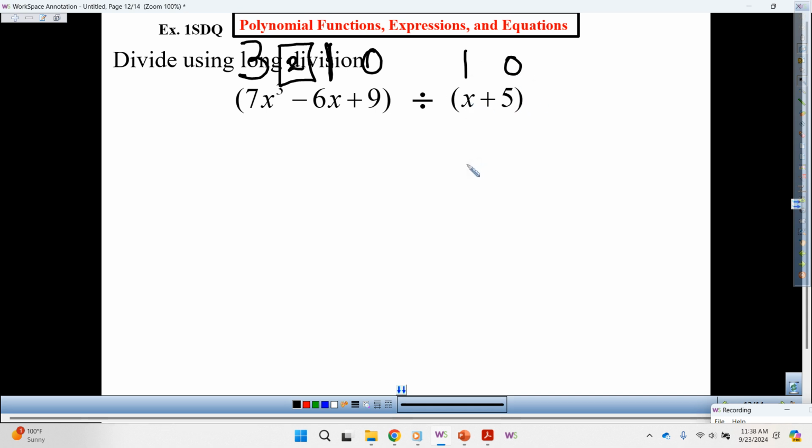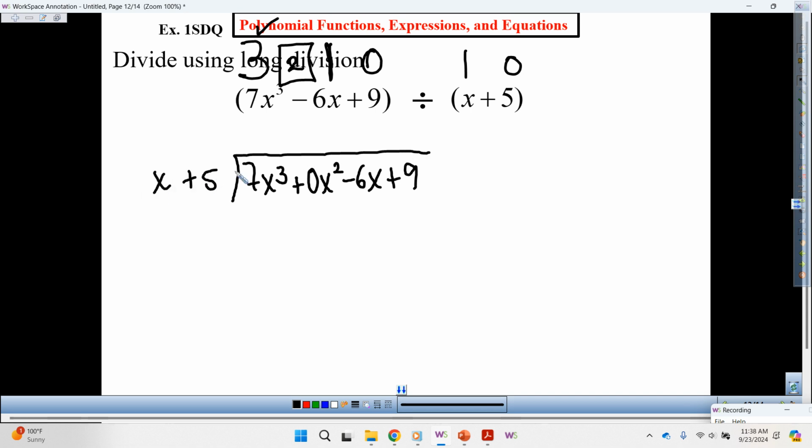Okay. Writing utensil down, look up to the screen. So I'm going to write this, but it has to be in standard form with all the degrees. Let me pause the music. So I'm going to write 7x cubed. Then there's no second degree, so I write 0x squared. Then I write negative 6x, then plus 9. Write that down, please. And the rest is history. x plus 5.